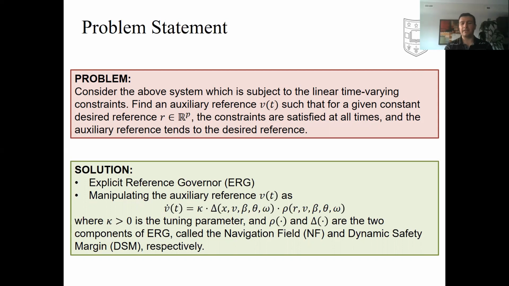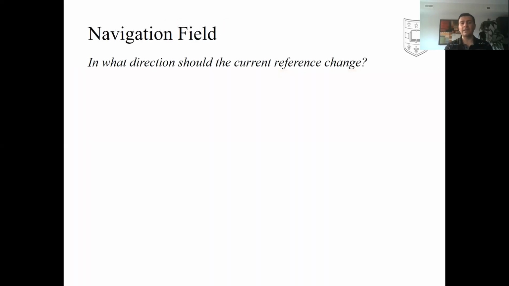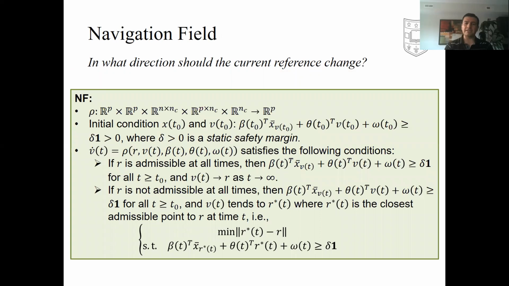We start with the navigation field. The navigation field gives the answer to the following question: in what direction should the current reference change? By definition, the navigation field should satisfy some conditions. Consider the differential equation v dot equal to rho.